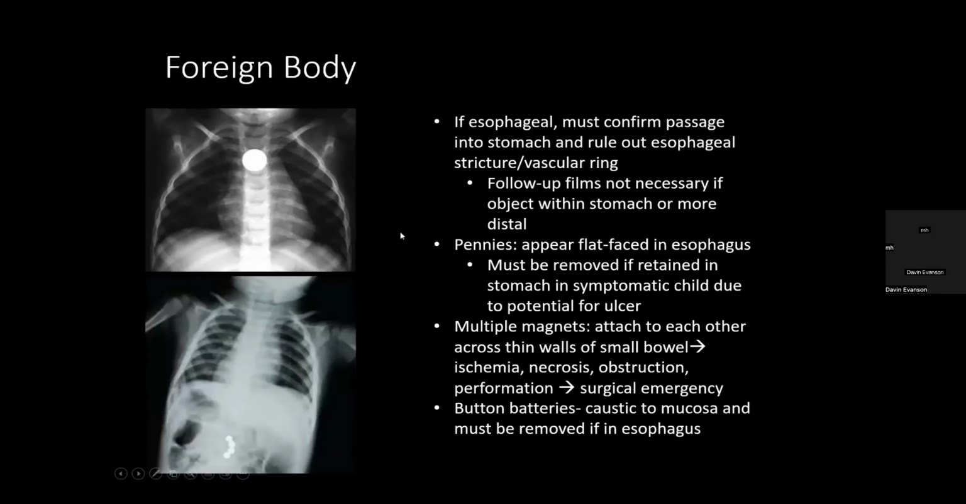Foreign body, these were our intro slides. So kids will eat anything. So trying to decide, is it in the esophagus or trachea? A couple of tricks you can do for that. Really worry about these battery magnets that get ingested, can flip on itself within the small bowel and cause big time obstruction, big time necrosis.